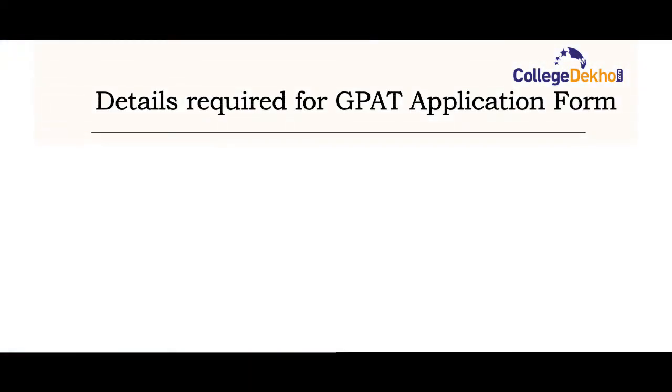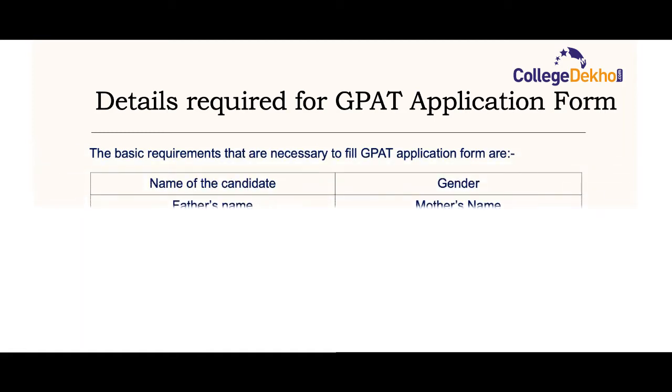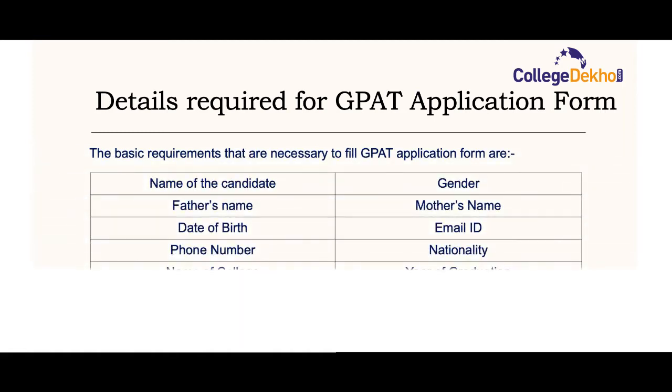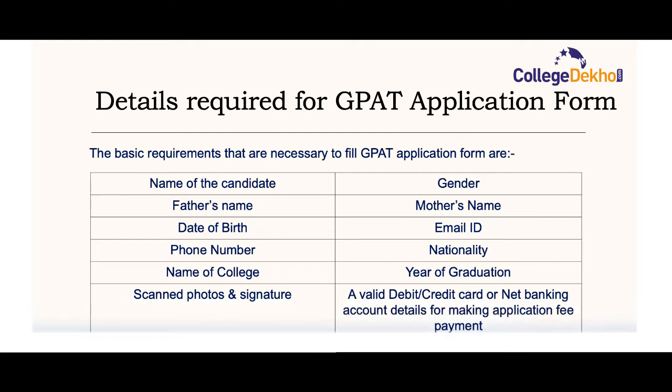Details regarding the GPAT application form. The basic requirements that are necessary to fill the GPAT application form are name of candidate, gender, father's name, mother's name, date of birth, email ID, phone number, nationality, name of college, year of graduation, scanned photo and signature, and valid debit or credit or net banking account details for making the application fee payment.